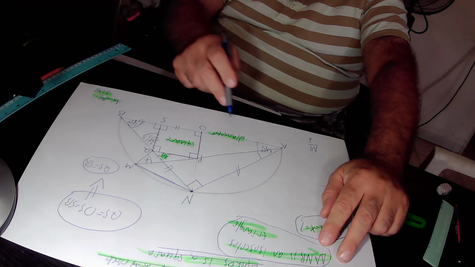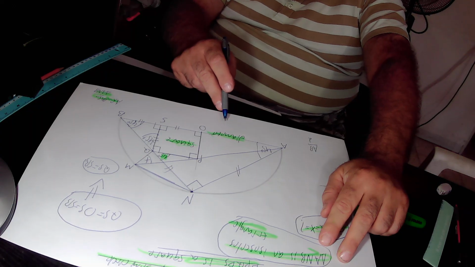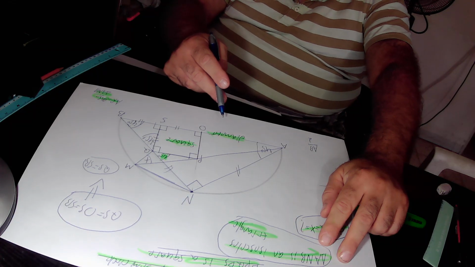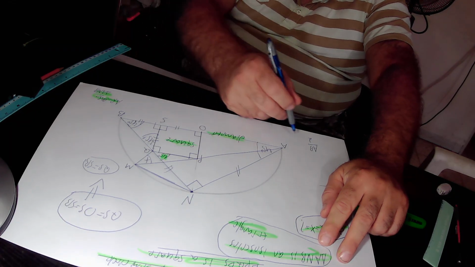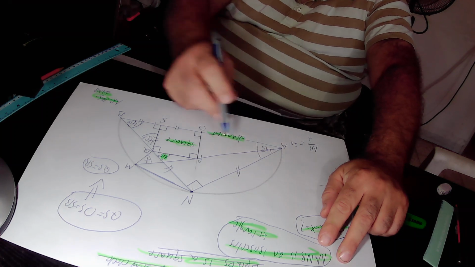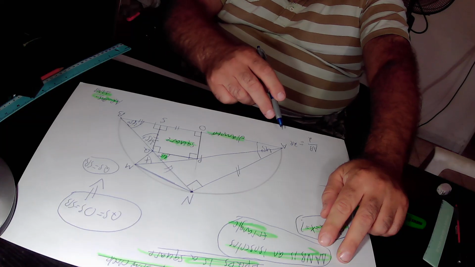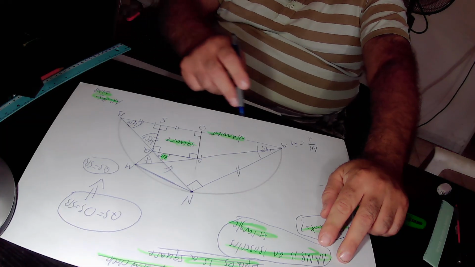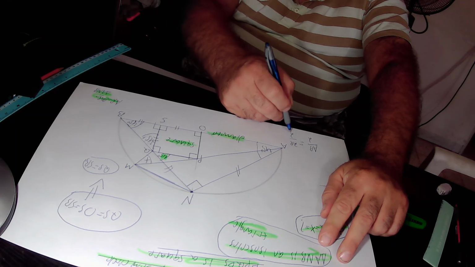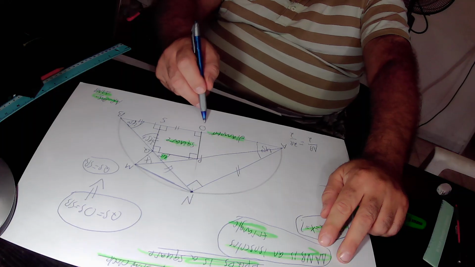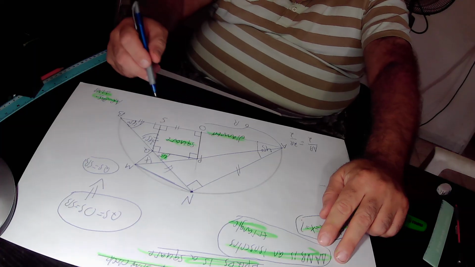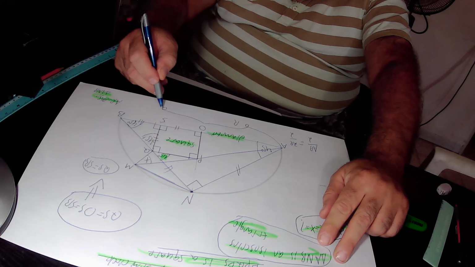But AB is also the diameter of the semicircle. So if the radius of this semicircle is R, then the diameter must be equal to 2R. So AB equals 2R. This is the diameter of the semicircle. And the perpendicular from point N bisects the base AB. The base AB equals 2R, so each half must be equal to 2R over 2, that is R. So the first half is the radius of the semicircle, R, and the second half is also the radius of the semicircle, R.